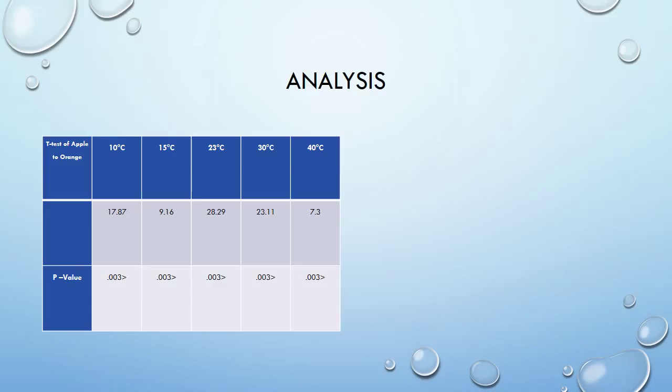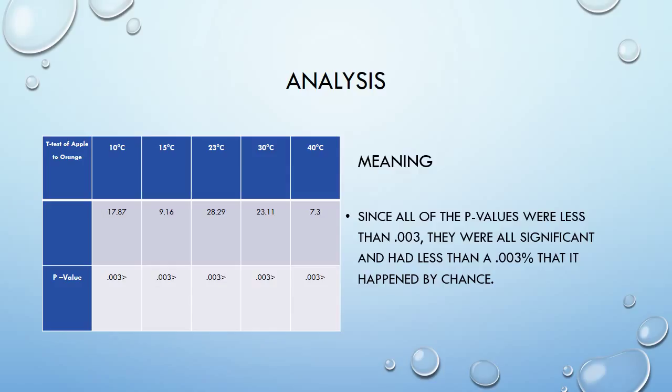So for the t-test with the apple and orange juice, at 10 degrees it was 17.87, 15 degrees was 9.16, and 23 and so on. And the t-values are extremely high again, which meant that they're all significant and that it had a very low chance that it happened by chance.